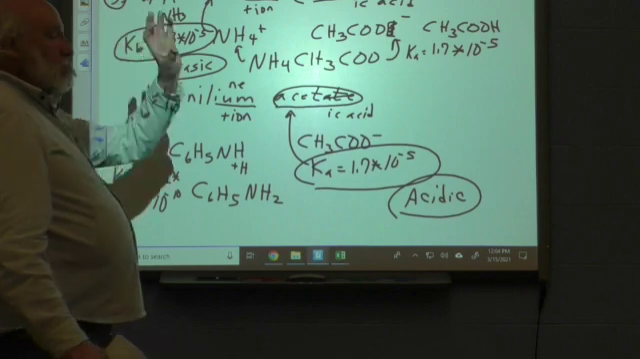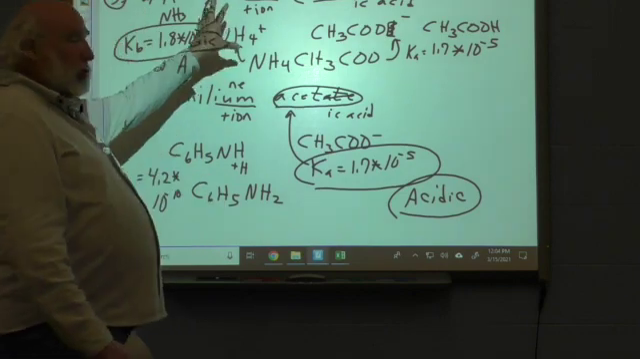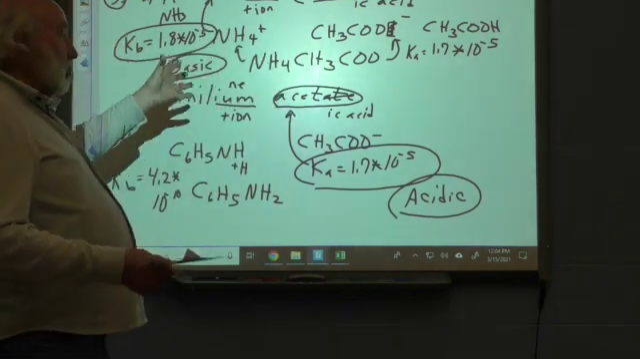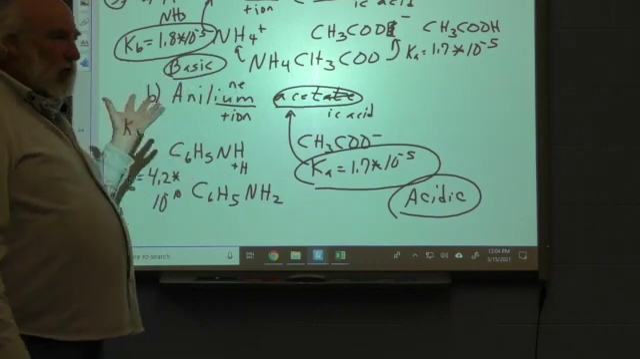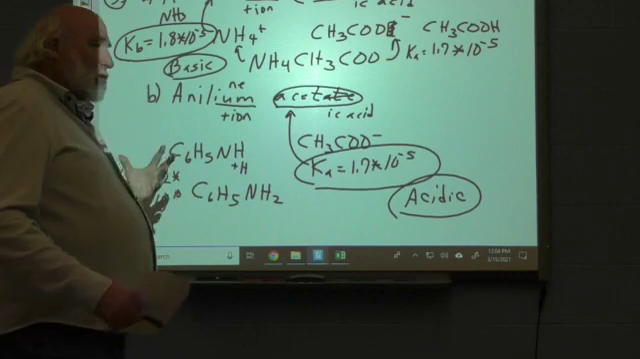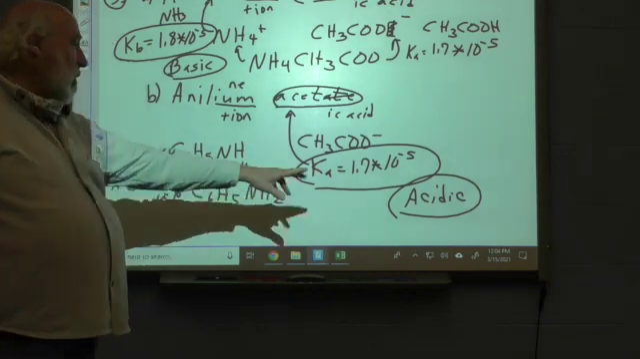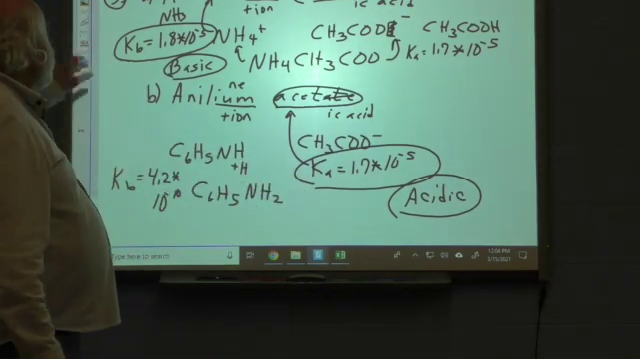The first one is basic, barely, almost neutral. In fact, if you were to call that neutral, you'd say, yeah, it pretty much is, but the pH is going to definitely be above 7, so it can't be called that, but it's really close. And this right here is acidic.